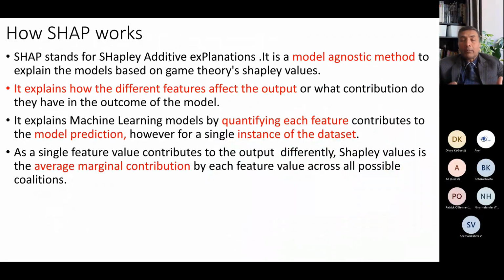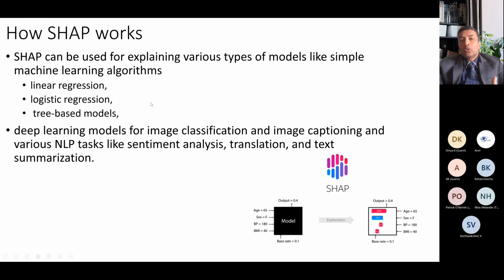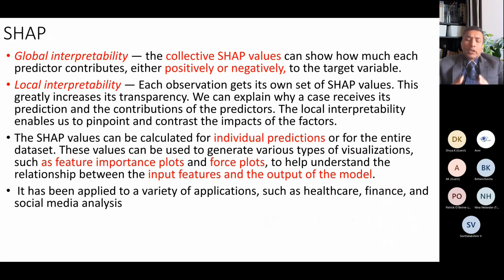For example, first of all, let me give you how SHAP works. The name SHAP stands for Shapley Additive Explanation. It's a model which basically explains how different features affect the output of a model, or what contribution each of these features makes in the outcome of a model. It explains the machine learning model by quantifying each feature that contributes to the model's output. As a single feature value contributes to the output differently, Shapley value is the average marginal contribution of each feature value across all the possible coalitions. So SHAP works in linear regression, in logistic regression, in tree-based regression, deep learning models for image classification, and various NLP tasks can also use the SHAP model.